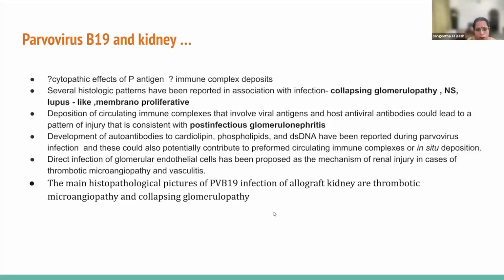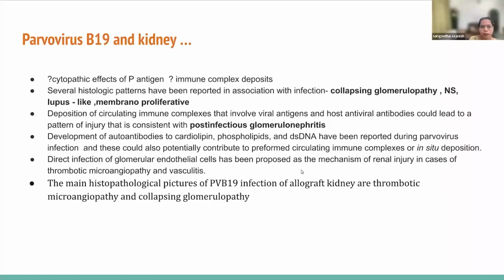That was one type of presentation where patients were subjected to renal biopsy. In such cases, varied histologic patterns have been reported in association with infection, like collapsing glomerulopathy, nephrotic syndrome, lupus-like, membranoproliferative, and many times post-infectious glomerulonephritis. So, is it because of the cytopathic effects of the P antigen, or because of the immune complex deposits? Further studies are required for that.